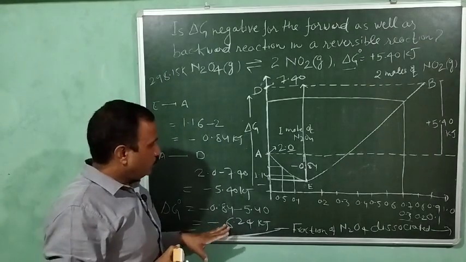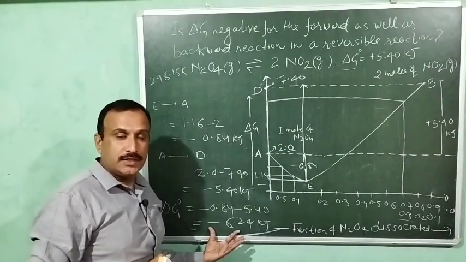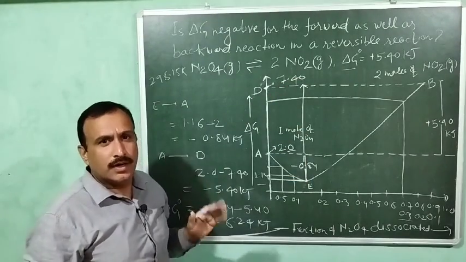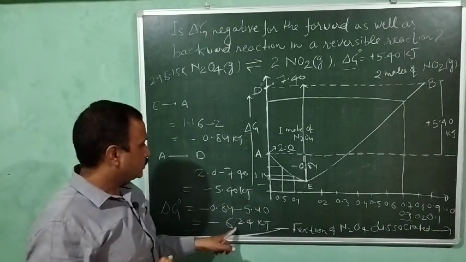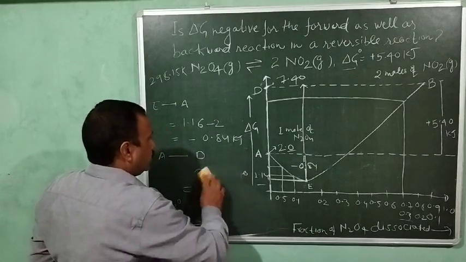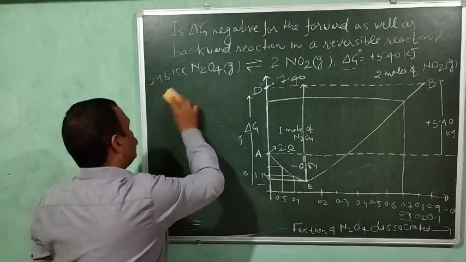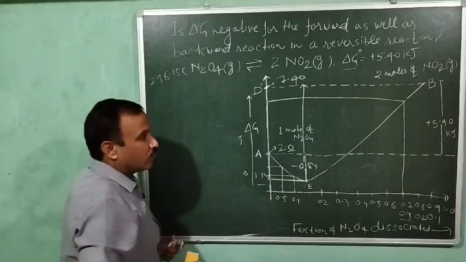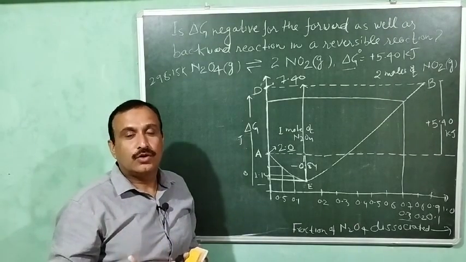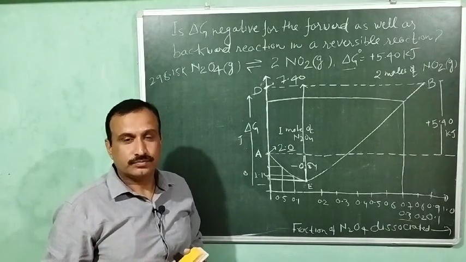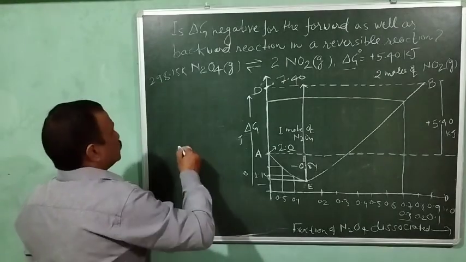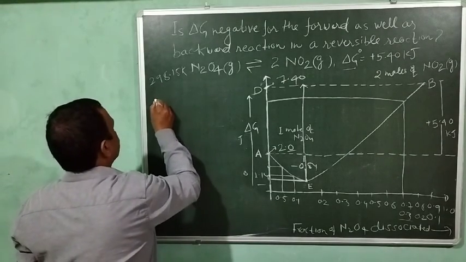Okay, so in this way we can also calculate this free energy change in 2 steps, that is from this point to this point and this point to this point, and the value will be the same, that is minus 6.24 kilojoules. Okay, so in this way I have explained that both forward and backward reactions are spontaneous up to the equilibrium point because their delta G is negative. Now let us elaborate it somewhat further.